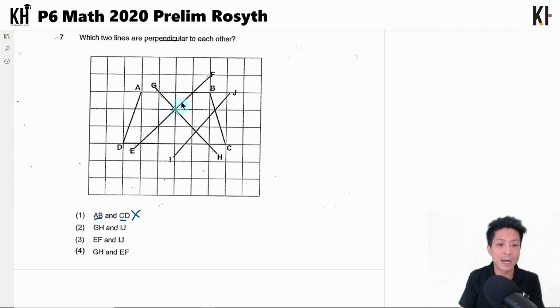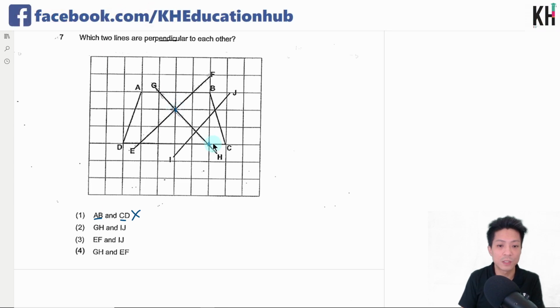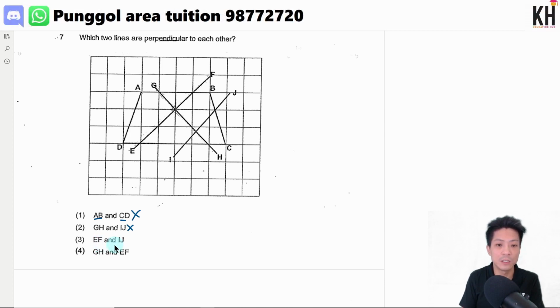Okay, GH and IJ, you have to be careful. It doesn't look like they're parallel because GH is crossing through here and here, and then IJ is not crossing through the corners of the grid. If you have a set square, I think using a set square, you will be able to tell if they are perpendicular or not. Okay, EF and IJ. EF and IJ are parallel, not perpendicular to each other.